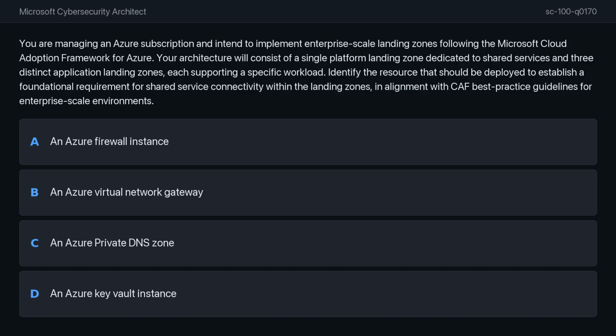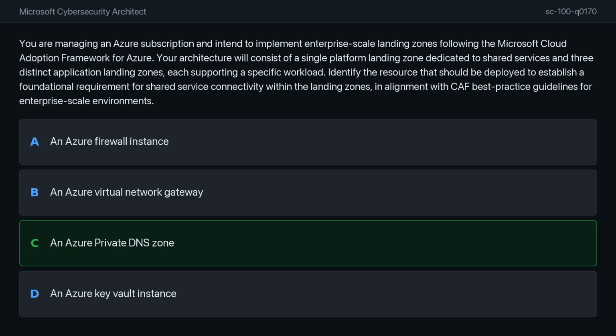Essentially, this question asks you to identify a core infrastructure component required to ensure consistent connectivity and identification across different landing zones in a cloud-scale deployment. Consider which of these services provides the necessary framework for name resolution across segmented virtual networks.